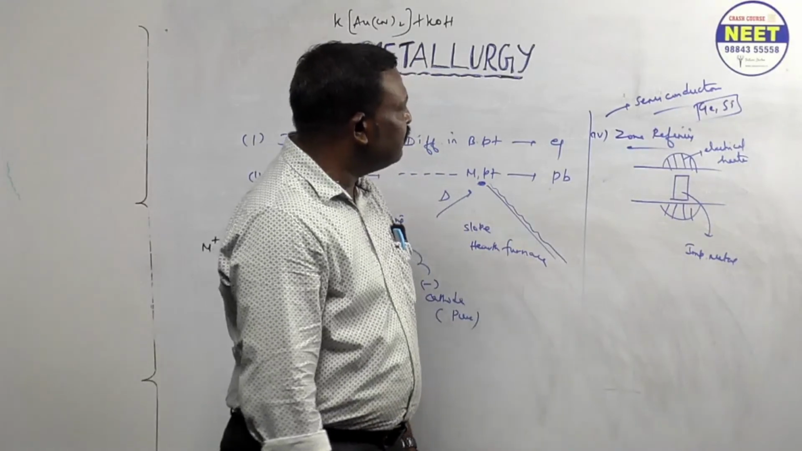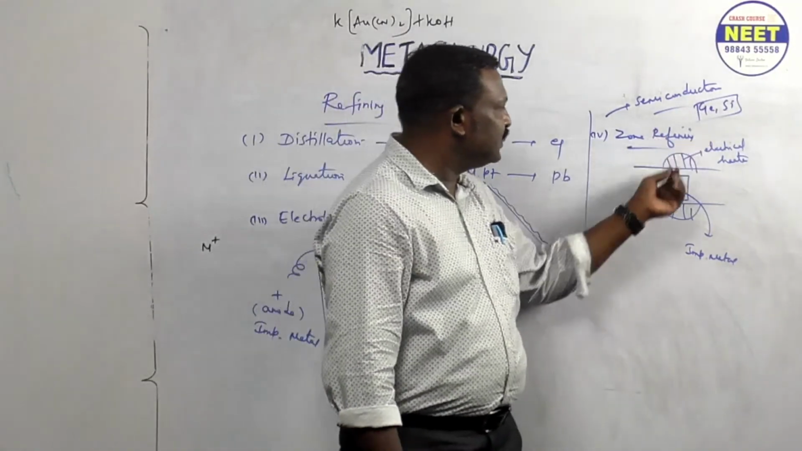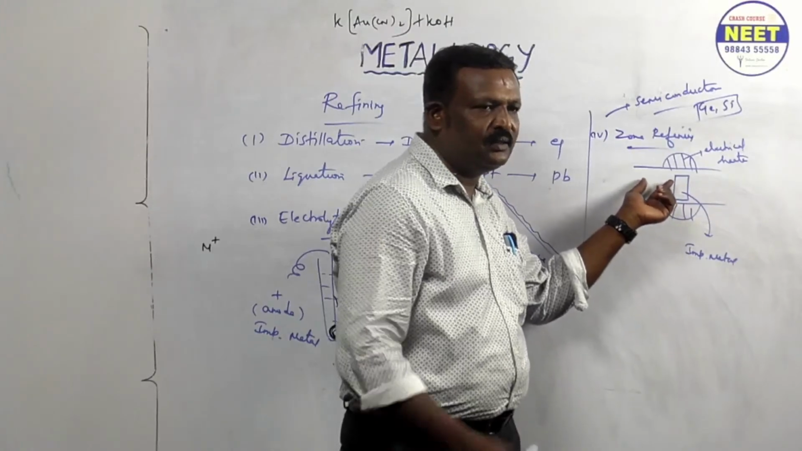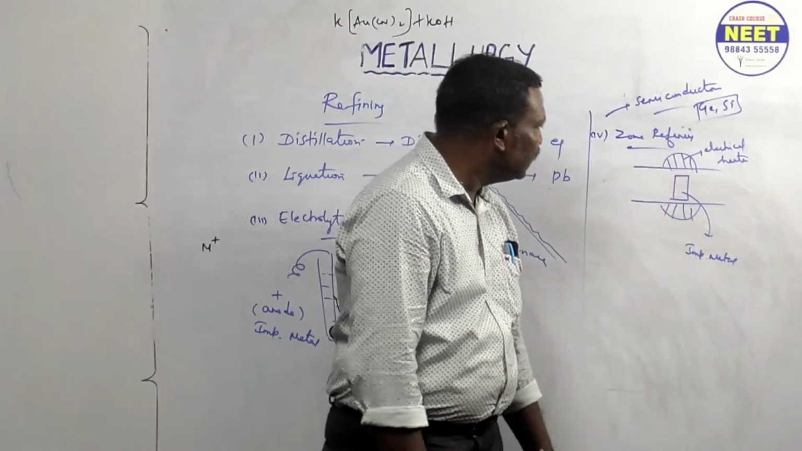Sometimes, if you want to avoid oxidation, we can pass some inert gases. You just go through this. Right. Next one.